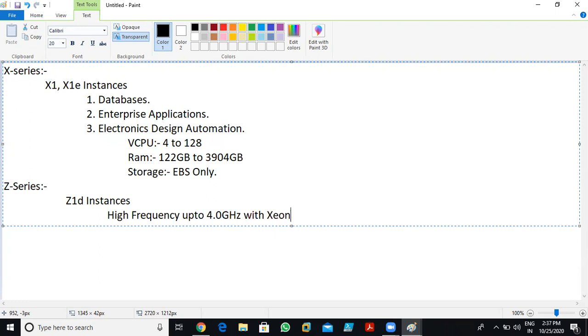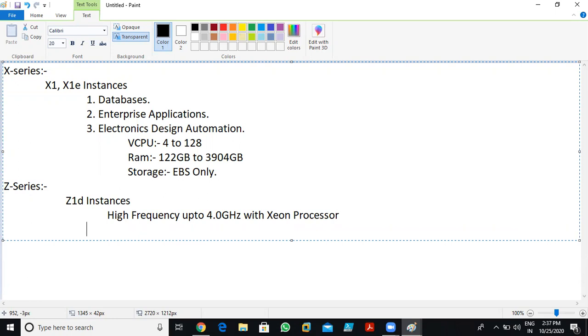You can say a Xeon processor. So it gives you that kind of processor. If you need high frequency in processors, we can use Z1D instances. And it gives you one more thing: the AWS Nitro system as well. Nitro system means the Nitro hypervisor also. So with the Xeon processor, you can say that this series is also very fast.